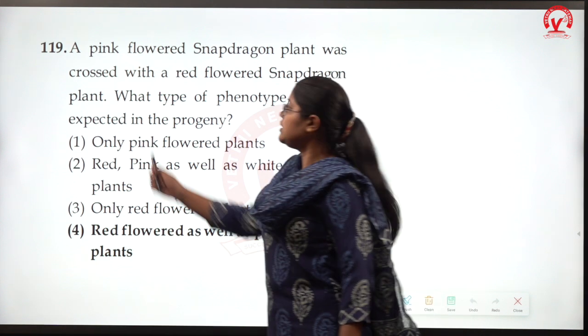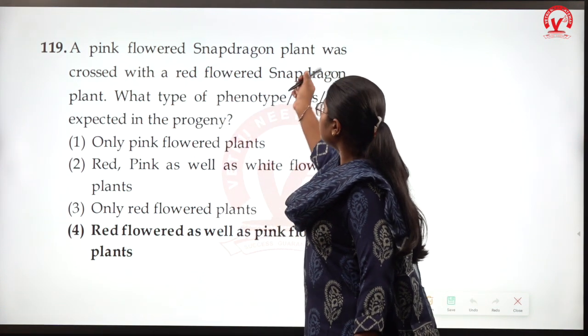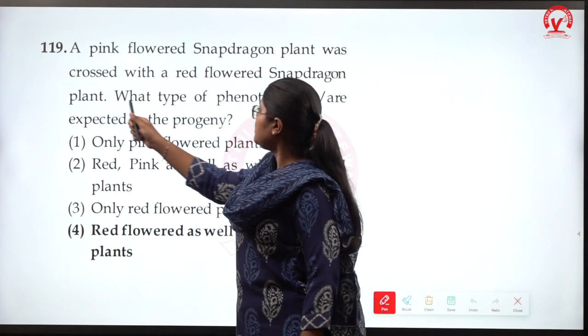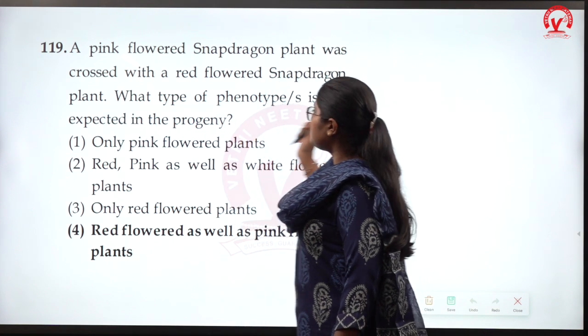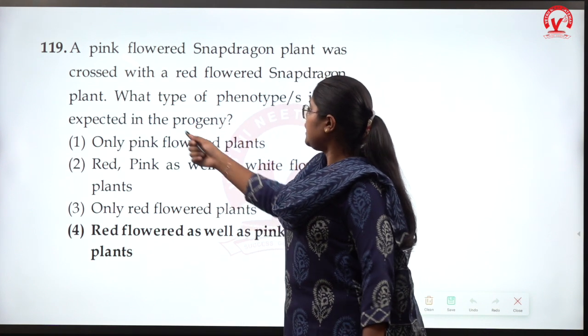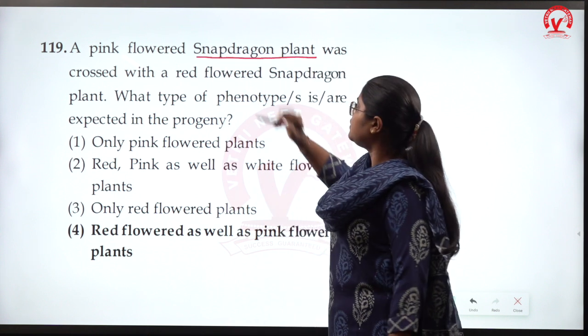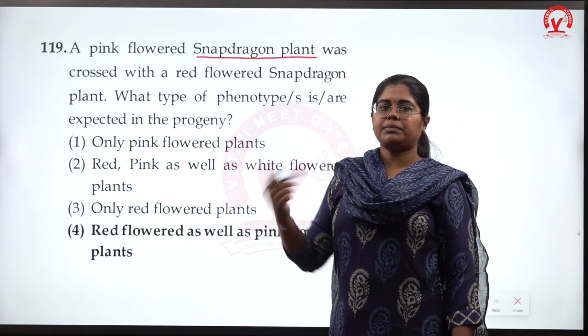So next question, a pink flowered snapdragon plant was crossed with a red flowered snapdragon plant. What type of phenotype is expected in the progeny? So snapdragon plant shows incomplete dominance.